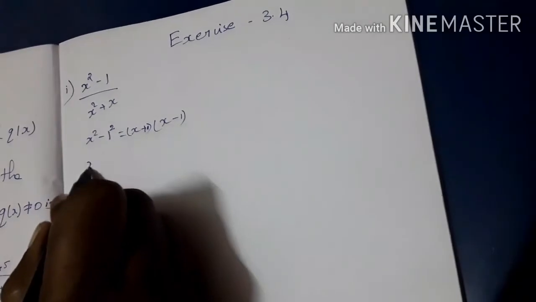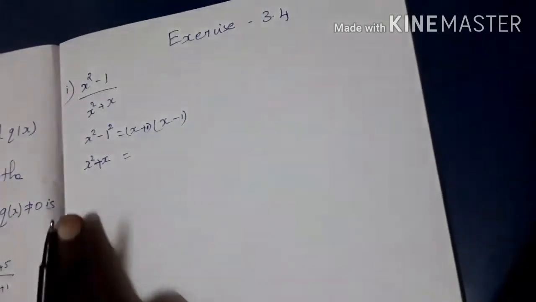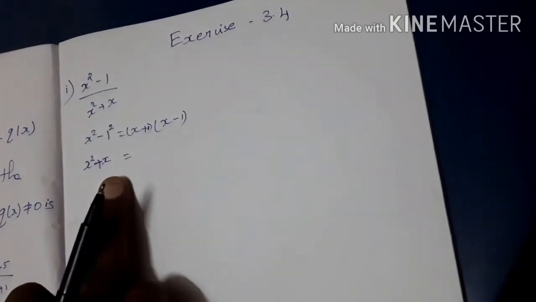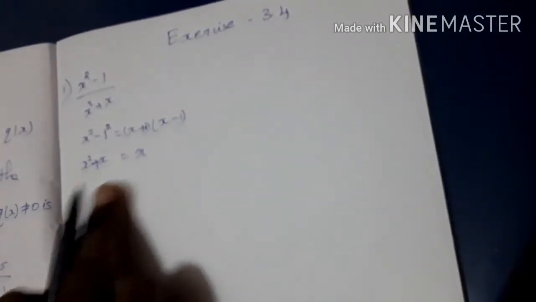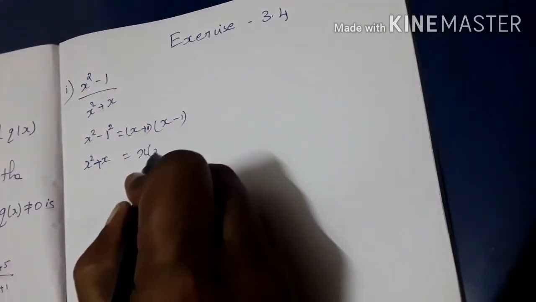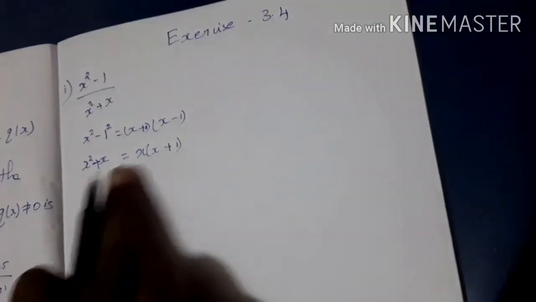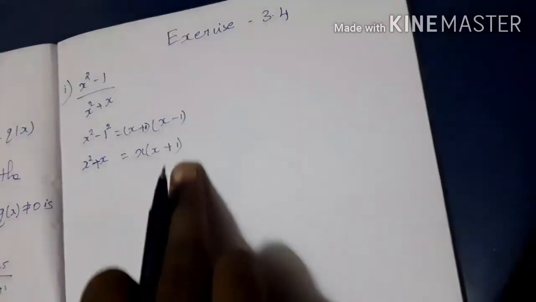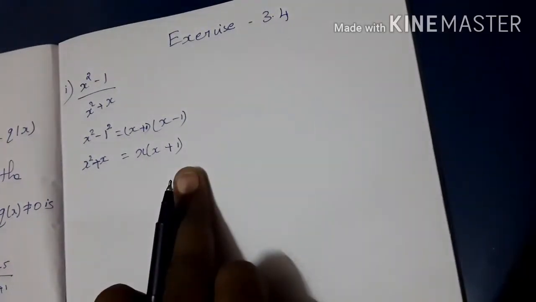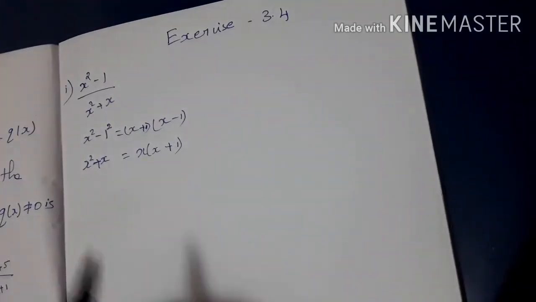Next, the second one, x square plus x. Here we can take a common term, x, because both terms have x. So we take x as common, and the remainder is x plus 1. So the first step is to factorize the numerator and denominator, p of x and q of x. Second step, we cancel them.